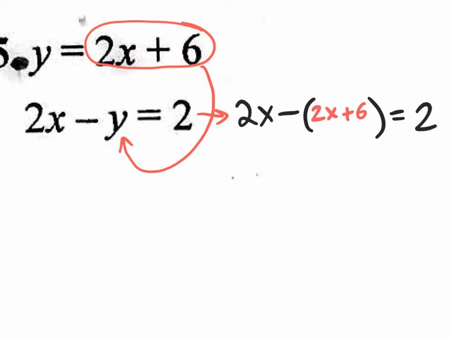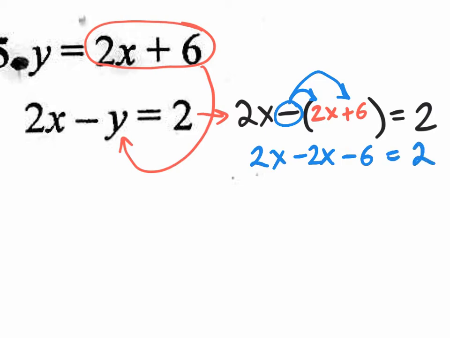Very important to use parentheses because most of the time you'll have something to distribute. Even if there's no number out here, it's kind of like if you had an invisible 1, or you could just say, I need to distribute that negative sign. Negative distributed to 2x becomes negative 2x. Negative distributed to positive 6 becomes negative 6. Bring down the rest. The 2x in the front, the equals the 2 over here. And now combine like terms and solve.